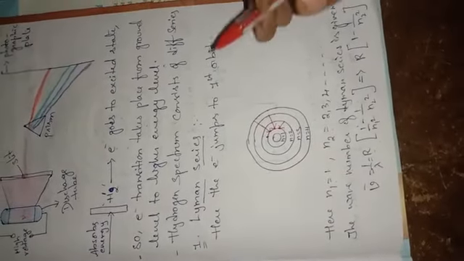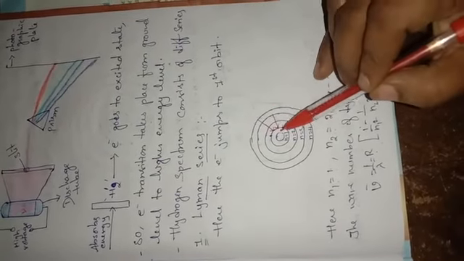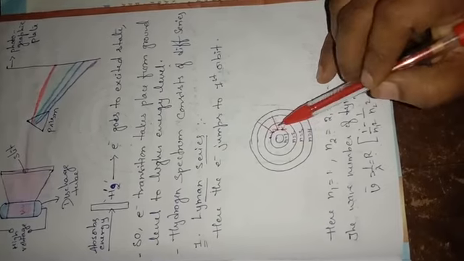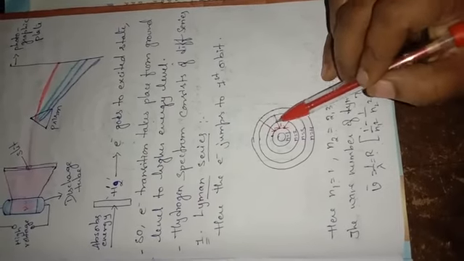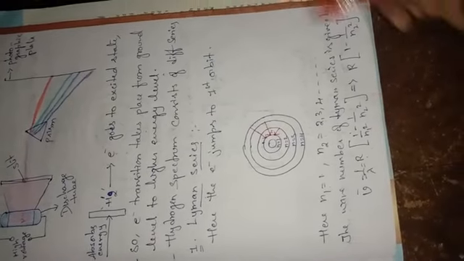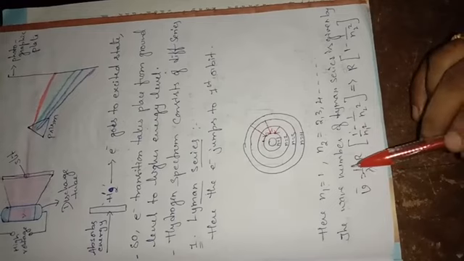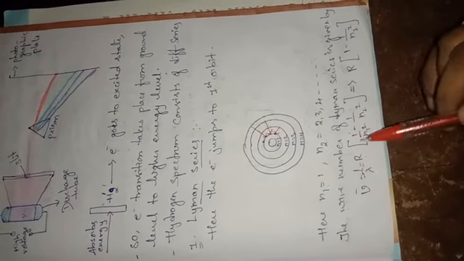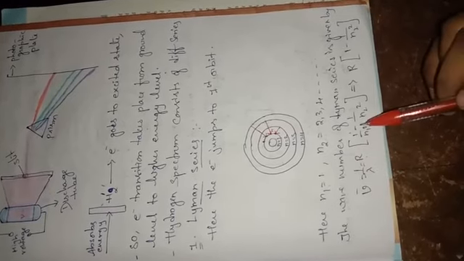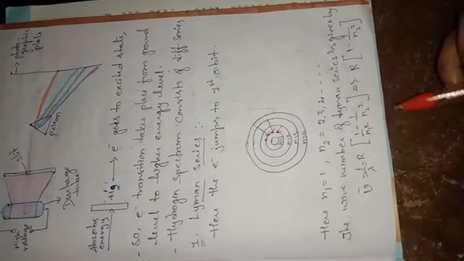Understand, children? So here in the Lyman series, whatever electrons are present in their outermost shell, they jump to the first orbit. First orbit, that is why n1 equals 1, n2 equals 2, 3, 4 and so on. So what is the formula for the wave number? To calculate the wave number, nu bar equals 1 by lambda equals R into 1 by n1 square minus 1 by n2 square.